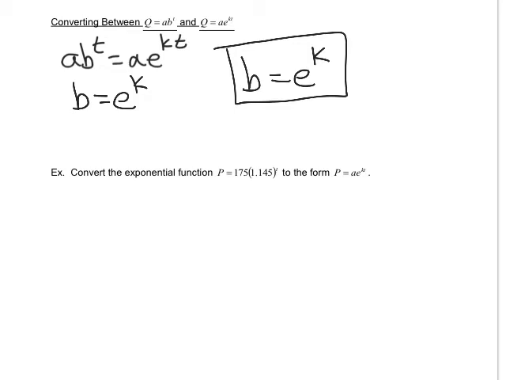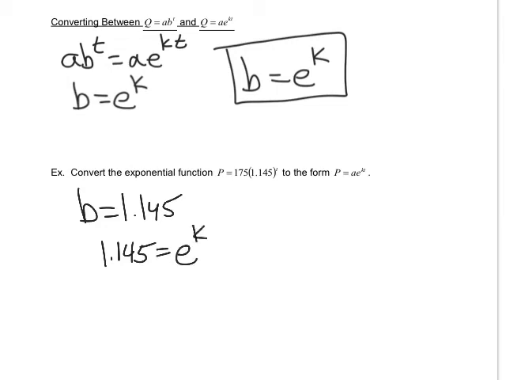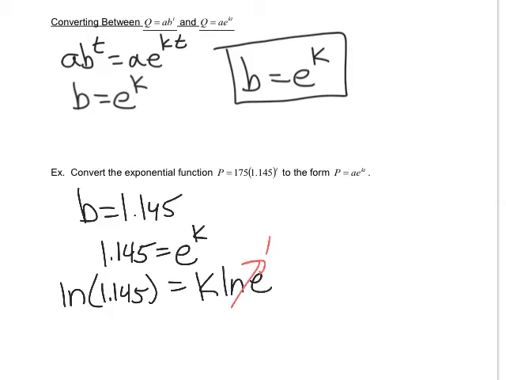If I have an annual function, I know that because I don't have an e in it, and I want to convert it to a continuous rate. Basically, I know that b is 1.145. So I know that 1.145 is equal to e to the k, and I solve for k. To do that, I take the natural log of both sides, and that's equal to k times the natural log of e. Natural log of e is equal to 1. So in the end, my continuous rate is equal to the natural log of the growth factor.